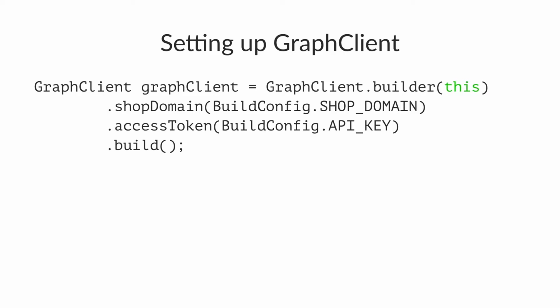So here we've got kind of the simplest example of setting up a GraphClient. The two things that you will need are the shop domain. So this will be the My Shopify subdomain of the store. In my case, Josh Brown at shop.myshopify.com. And then you'll also need the API key that we were looking at earlier. So that key we were looking at in the admin, that's what will go here under access token.